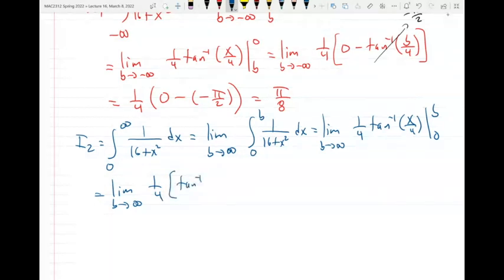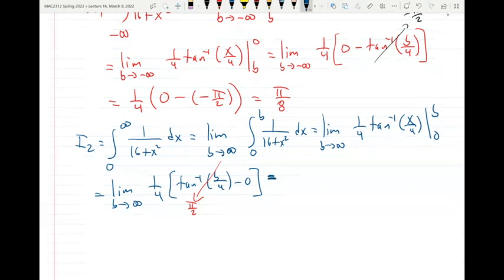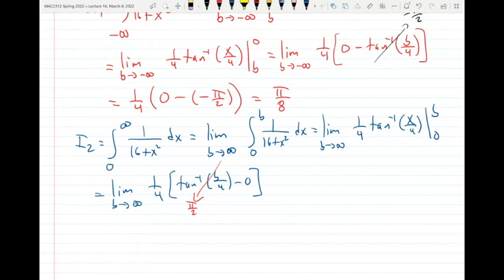So inverse tangent of b over 4 minus 0, and as you know, this goes to, okay, what does this approach? So b approaches positive infinity, so b over 4 approaches positive infinity as well. And when the argument of inverse tangent approaches positive infinity, what happens? We get positive pi over 2, right? So this now equals 1 over 4 times pi over 2, which is pi over 8, as expected.